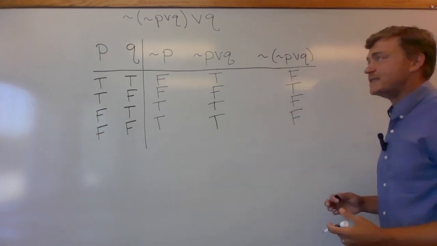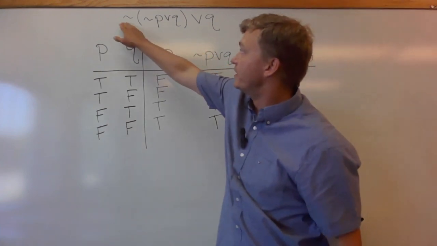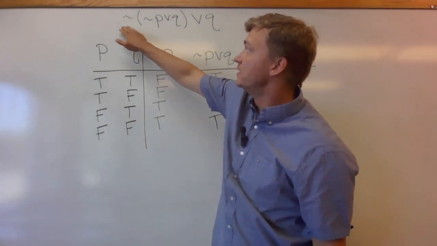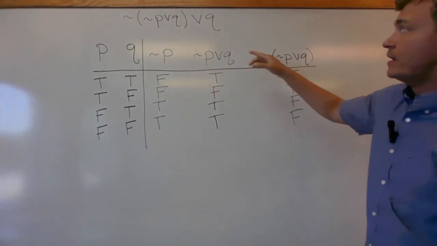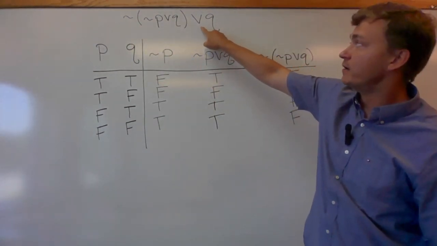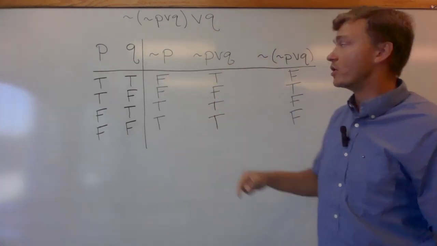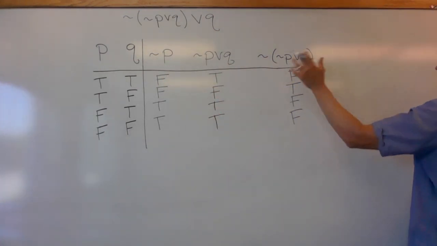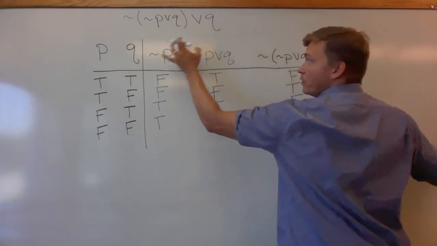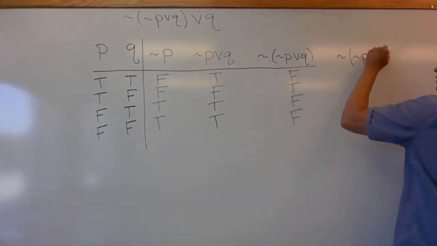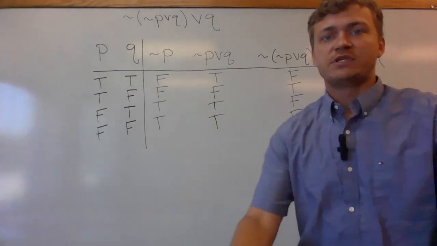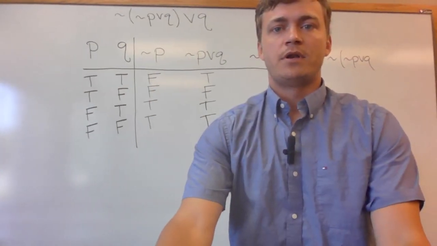So I'm at my last step here. We have now found this entire symbolic notation. That's this column here. Now we're going to connect that with Q. So we're on our last step here. We are now finding the negation of (not P or Q), or Q. And I might have to move my screen here. Not too bad.